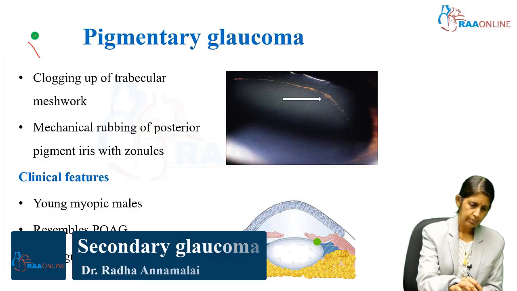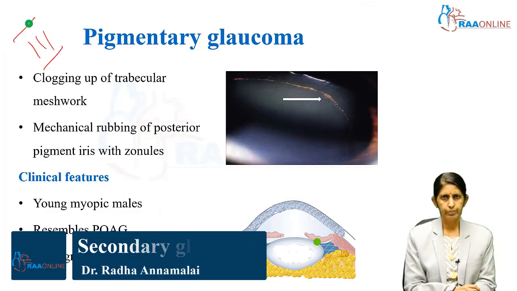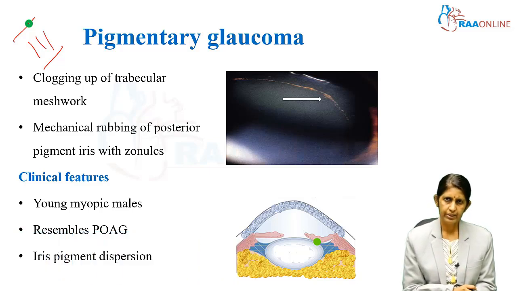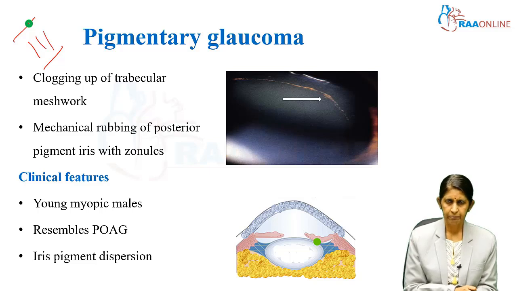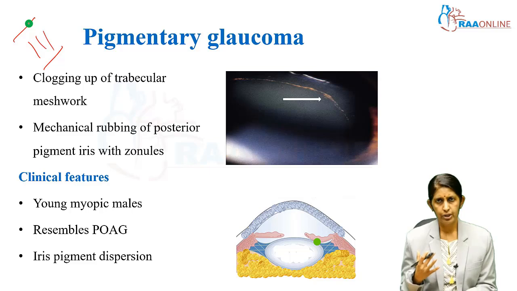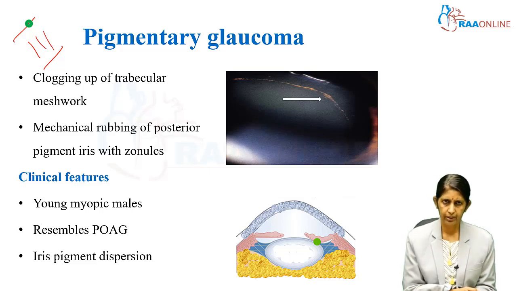The third type of glaucoma is called pigmentary glaucoma. So, the word pigmentary is exactly what happens here. The iris pigments are going to get deposited in the angle. The pathogenesis is an excessive shedding of iris pigments, and these iris pigments will go and clog the trabecular meshwork.